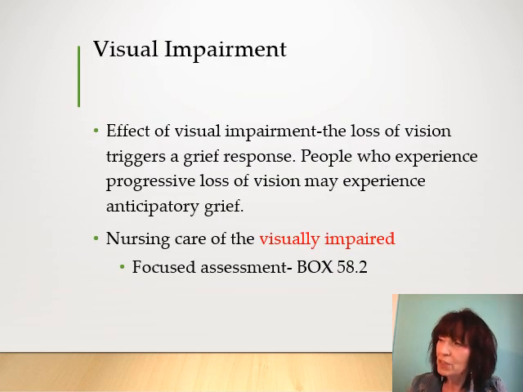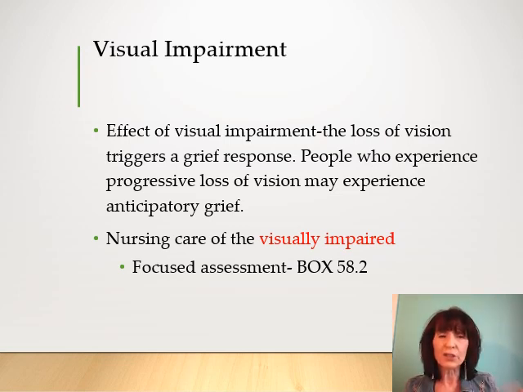So let's talk about visual impairment. The effect of visual impairment, the loss of vision, can trigger a grief response. Imagine if you can't see. It's one thing if you're born with no vision. You don't know what it would be like to see. But if you lost your vision, that can trigger a grief response. People who experience progressive loss of vision experience anticipatory grief. They know they're going to lose their vision. They anticipate the vision loss with anticipatory grief.